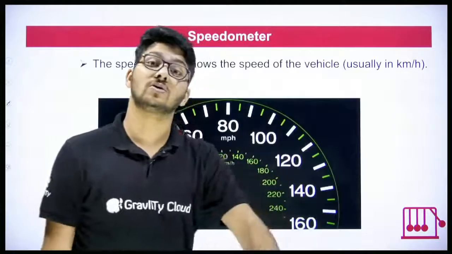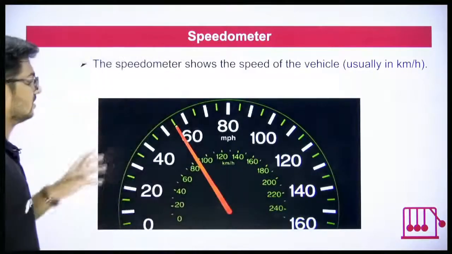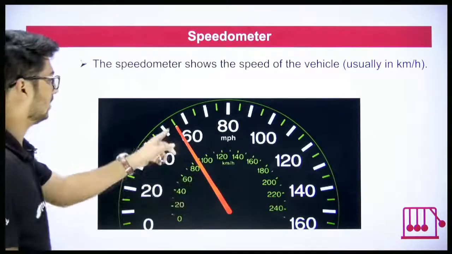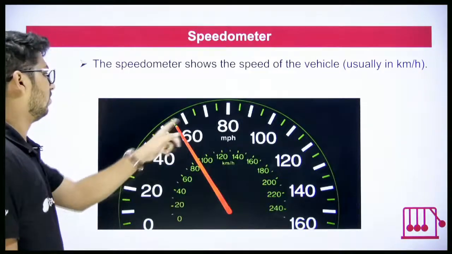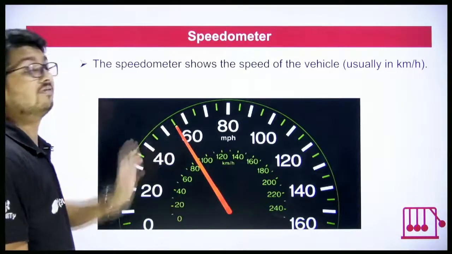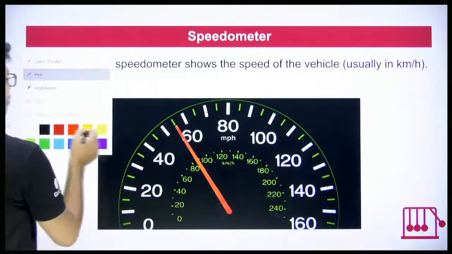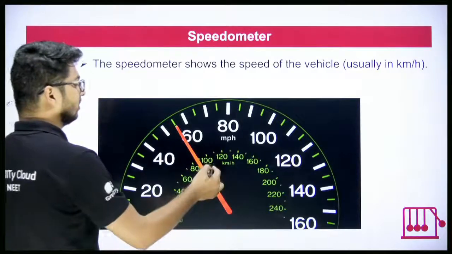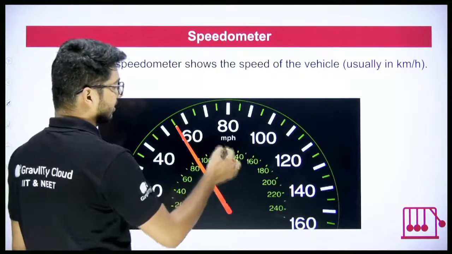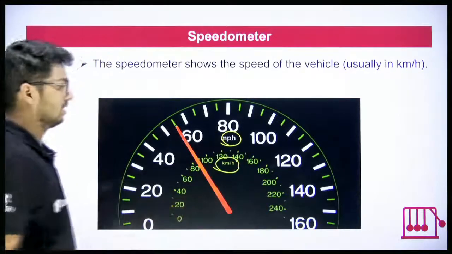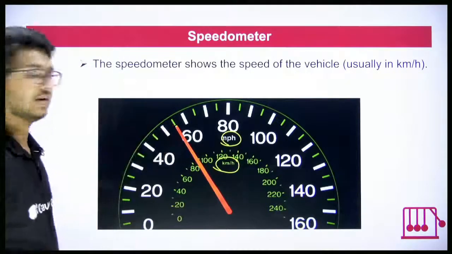What does the speedometer show? The speedometer shows us the speed directly. You can see this pointer is at where? It's between 40 and 60, then you have 50, 55. So here it is showing the speed of how much? 55. Generally the units are kilometers per hour and miles per hour. It can be anything. So here it is showing miles per hour.